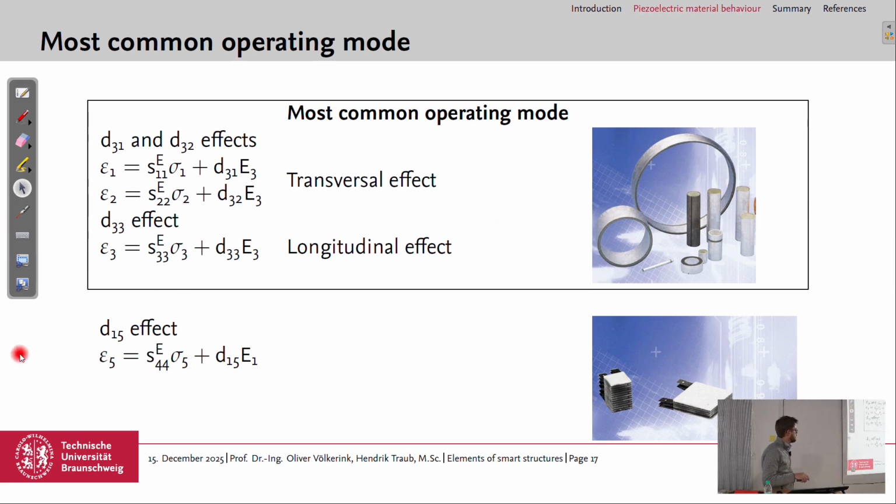And then, of course, we could also have the D15 effect. Here's a small mistake. This should be compliance 5,5 and not 4,4. But yeah, it's a similar equation as above, but with the other directions. And these would be examples for actuators or transducers which use the shear effect.